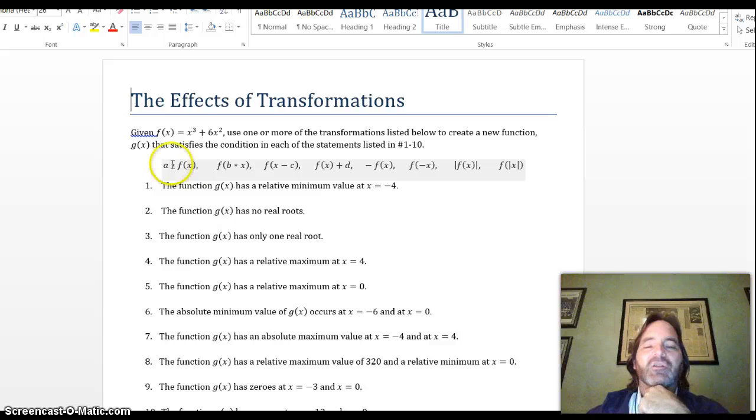A fraction, these are backwards. A fraction compresses this vertically, a fraction here stretches it horizontally. A number greater than 1 will vertically stretch this, where a number greater than 1 here, b greater than 1, compresses this horizontally. If a is greater than 1, it stretches.